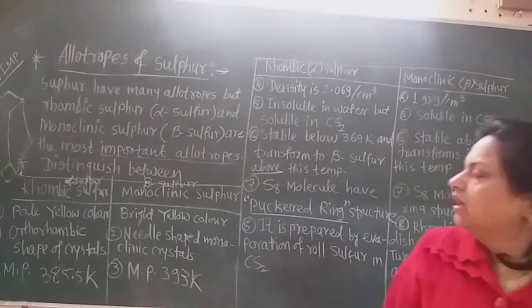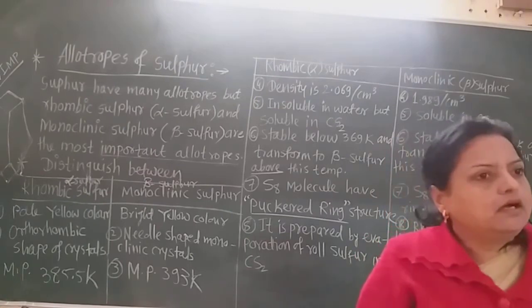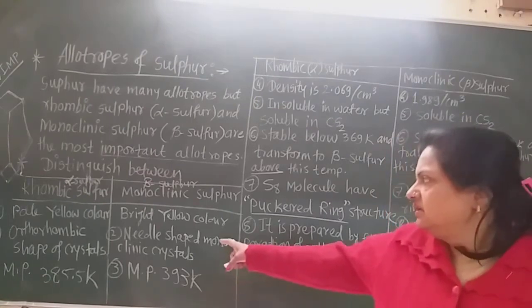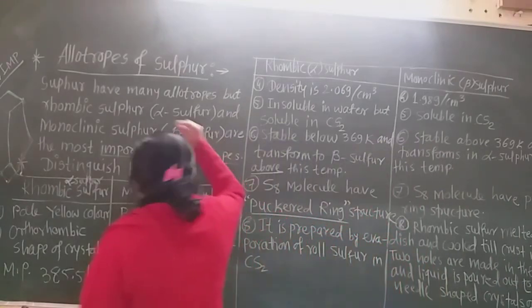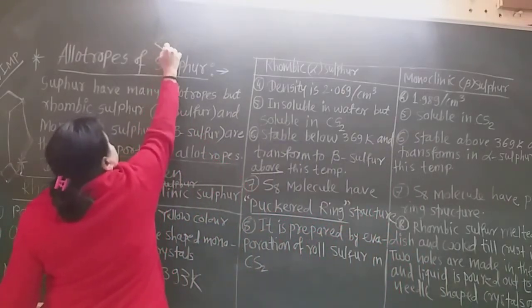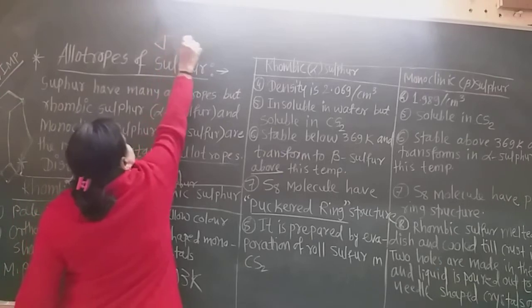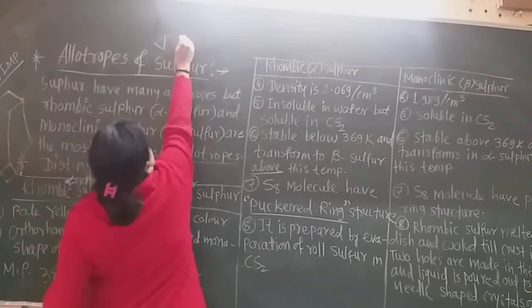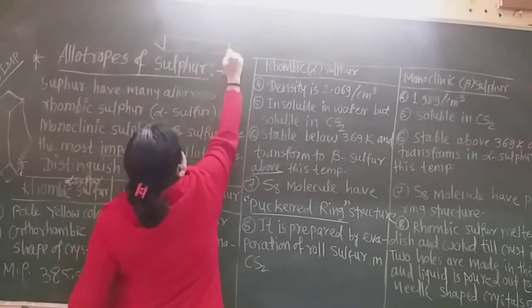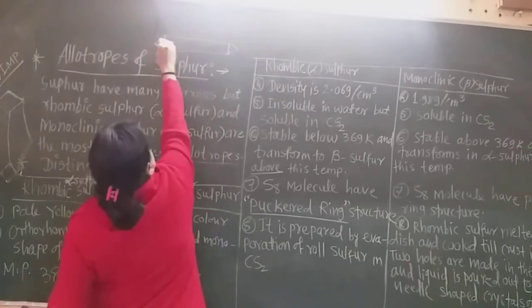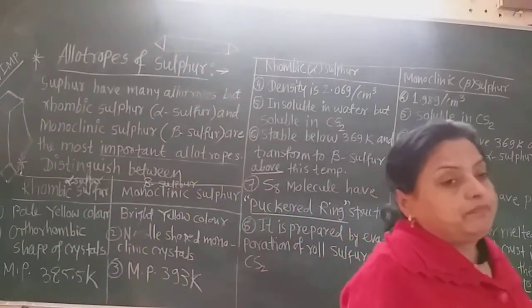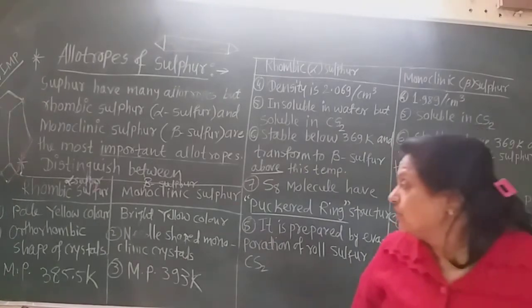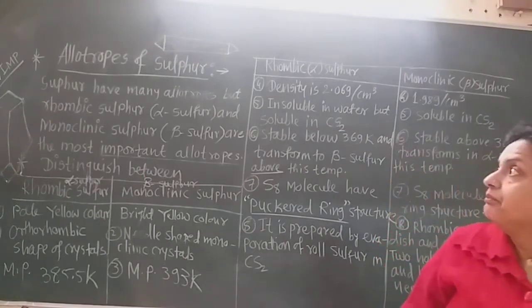Now the shape of the monoclinic sulfur is needle shape, such type of shape is there. Such needle shape is the shape of the crystals of the beta sulfur.